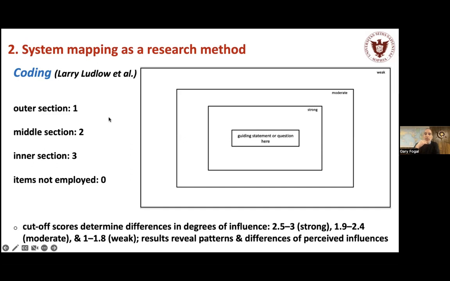So items placed in the outer section, so those that are deemed as weakly influencing the system, are coded 1. Those that are moderate are coded 2. Those closest to the center question are coded 3. Items that are not used are coded with a 0. And at the bottom of the screen, we can see some cutoff scores that help us determine differences in how stakeholders and stakeholder groups interpret the system in question.